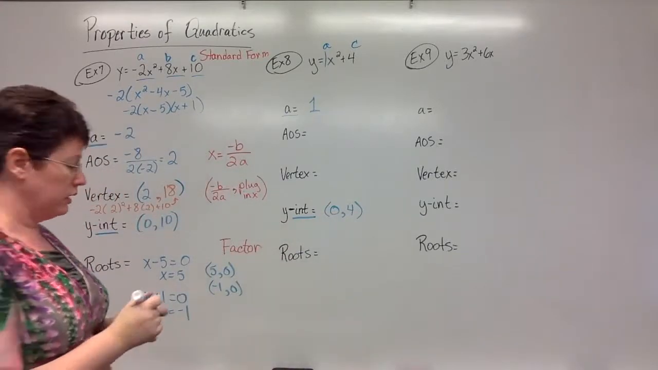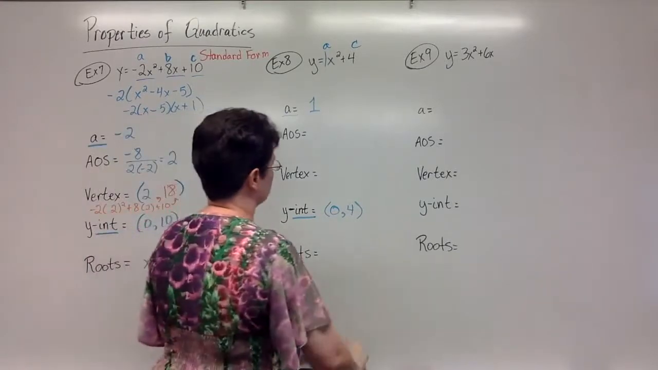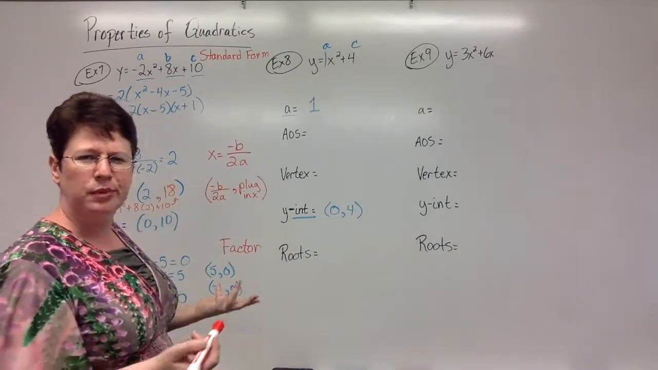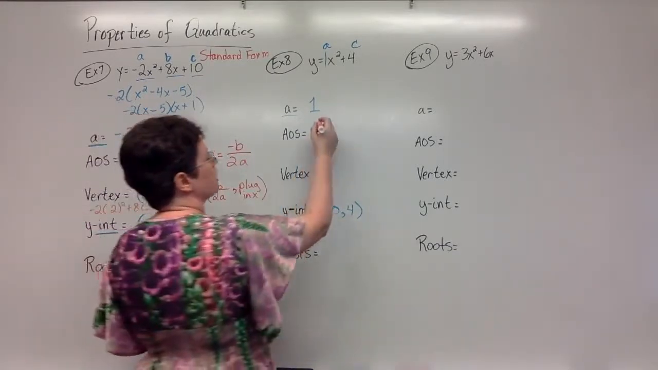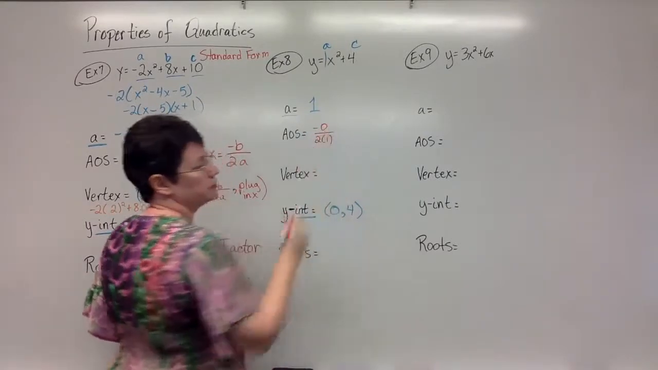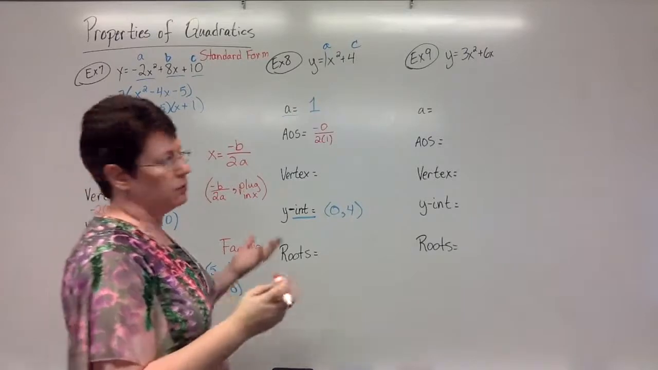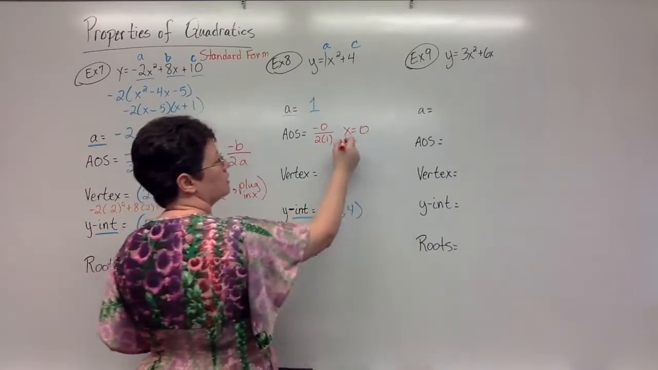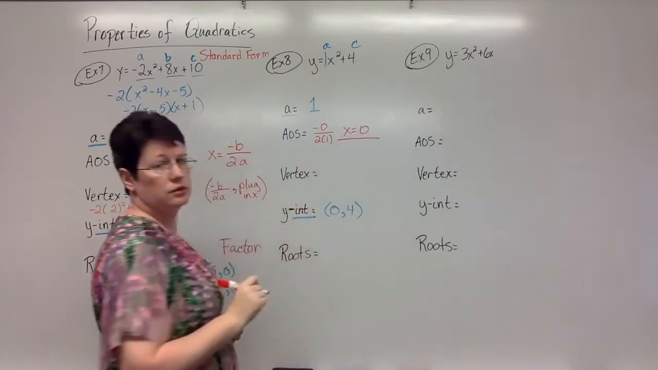Now let's calculate. The axis of symmetry is negative b divided by 2a. But there isn't a b. That's okay. So we have negative 0 divided by 2 times 1. I know, it's 0, right? So at x equals 0 is where the axis of symmetry is.